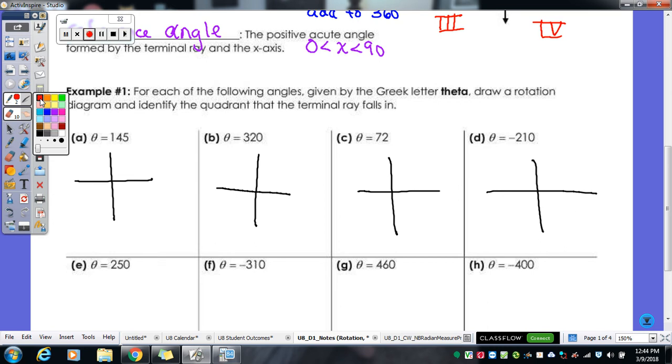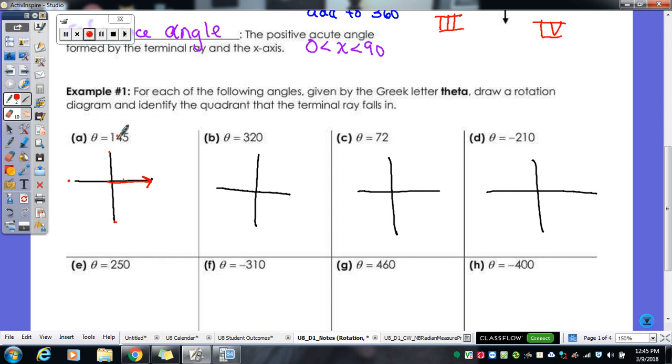So 145 degrees. That's going to start on the positive x-axis side. They're all going to start at the positive x-axis side. So if I go up here to my y-axis, how many degrees is that? And then over to here would be, and then 270, and then 360. So you've got to remember, those go up by 90s.